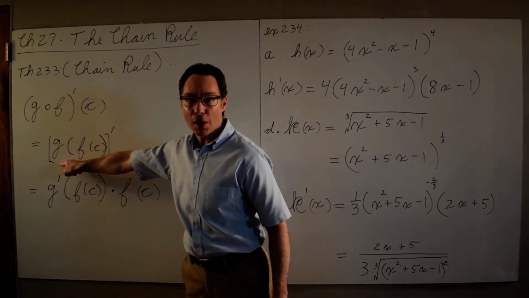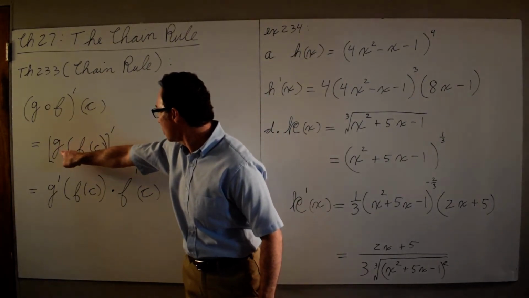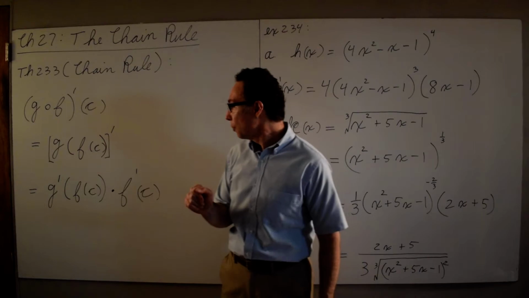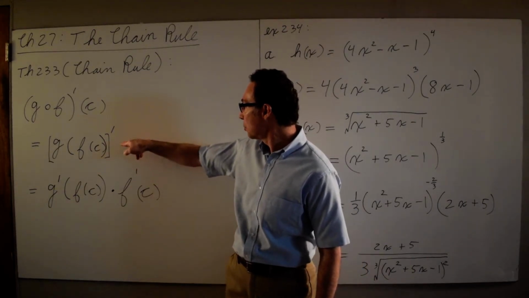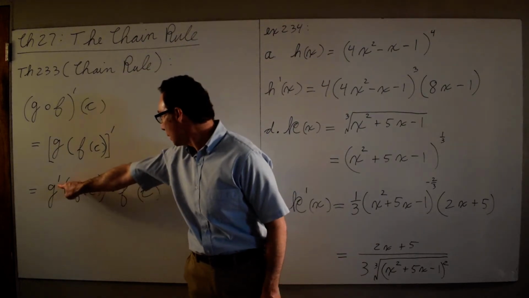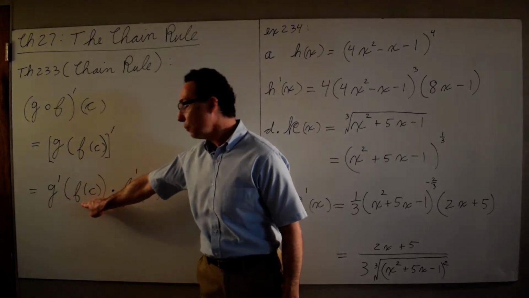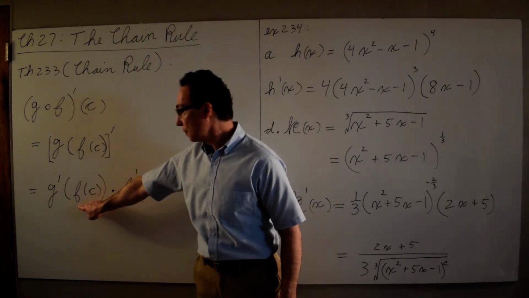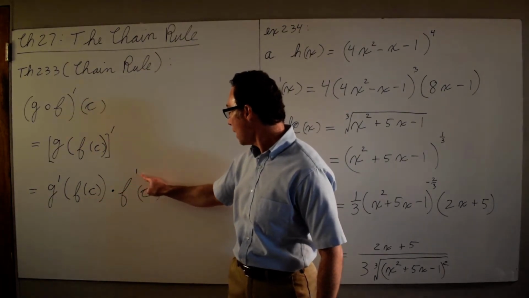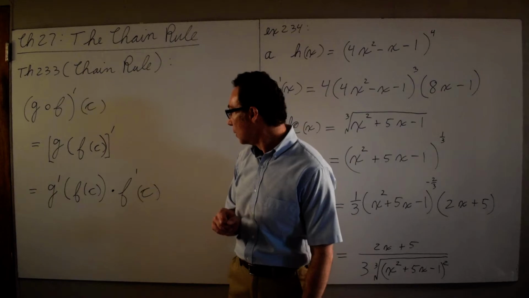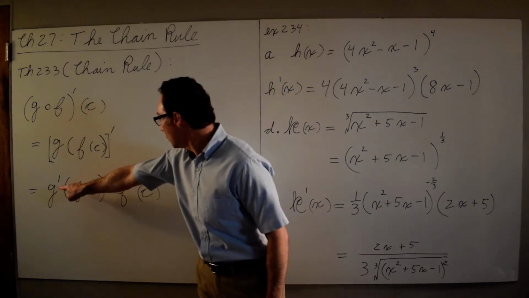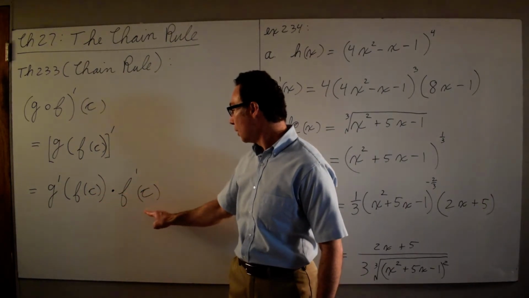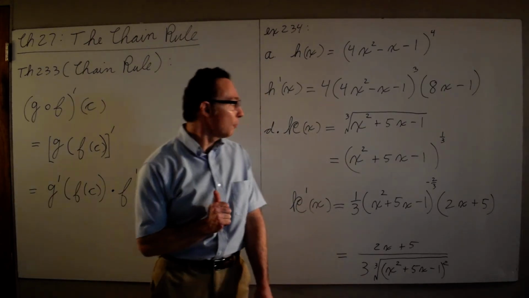And this step is not in the notes. But we can write this. What is this? This is g of f of c that we're taking the derivative of. And we're going to go from the outside in. We're going to take the derivative of g with respect to f of c. What does that mean? It means we take the derivative of g and we leave f alone. So we just have g prime of f of c. So we take the derivative of g with respect to f. Then we multiply by the derivative of f with respect to our variable. So we go from the outside in, we take the derivative of g of f of c, multiply by f prime of c.